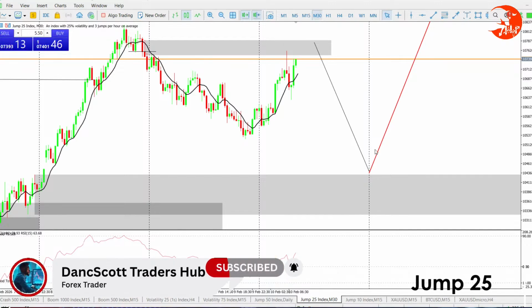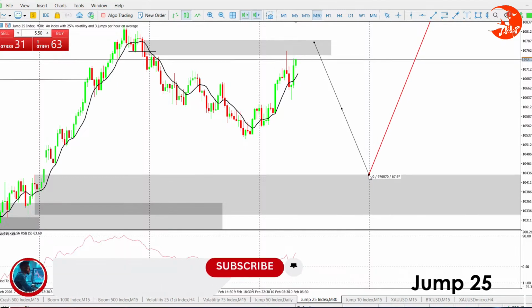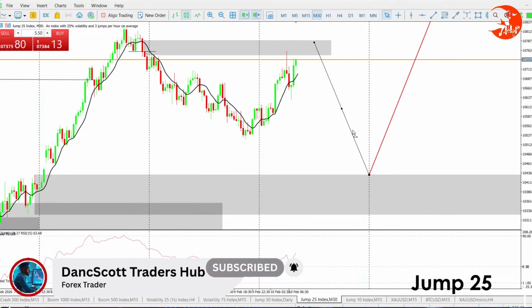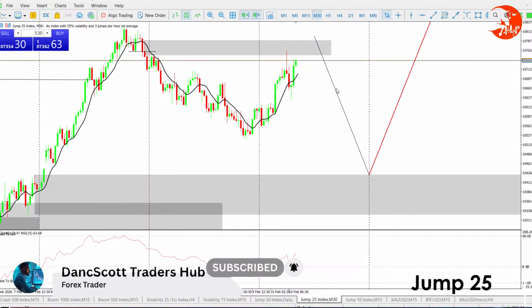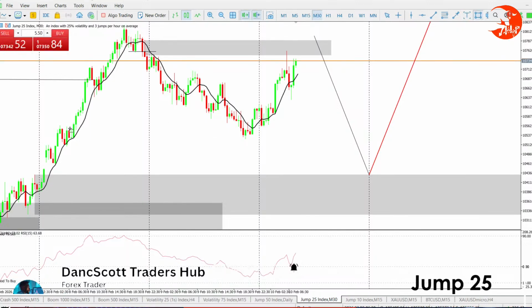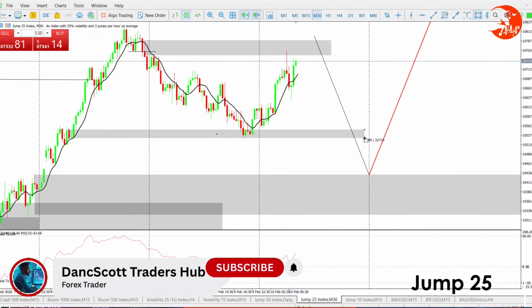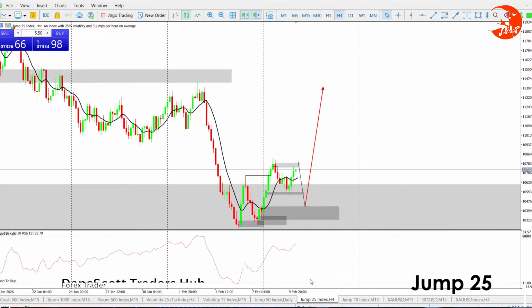This is likely to be a massive quick sell to hit this level after price grabs whatever it grabs up here. It's likely to drop massively for this quick move for the sells. Then we can start to think of buys. So for now, no business. We leave it at this level.